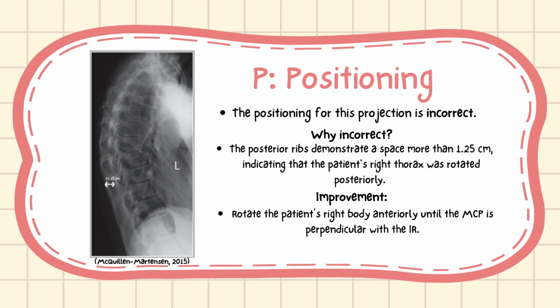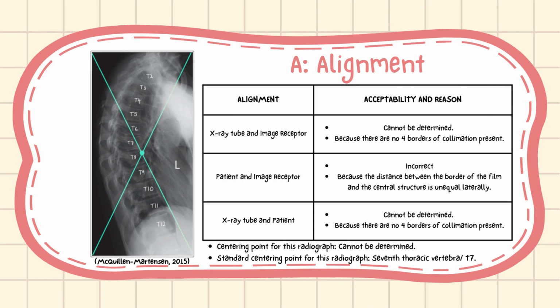Following the next P, the positioning for this projection is incorrect. This is because the posterior ribs demonstrate a space more than 1.25 cm or half inch, indicating that the patient's right thorax was rotated posteriorly. Therefore, to improve this, rotate the patient's right body anteriorly until the MCP or mid-coronal plane is perpendicular with the IR.